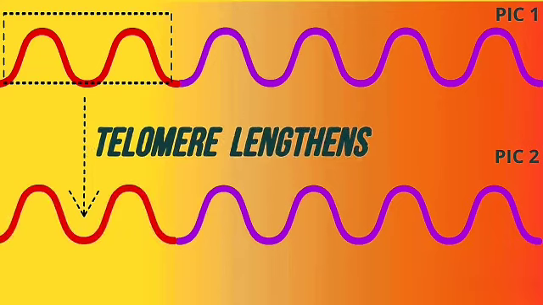But the activation of a telomerase gene codes for an enzyme called telomerase, which helps to lengthen the telomeres. Telomeres will never shorten.